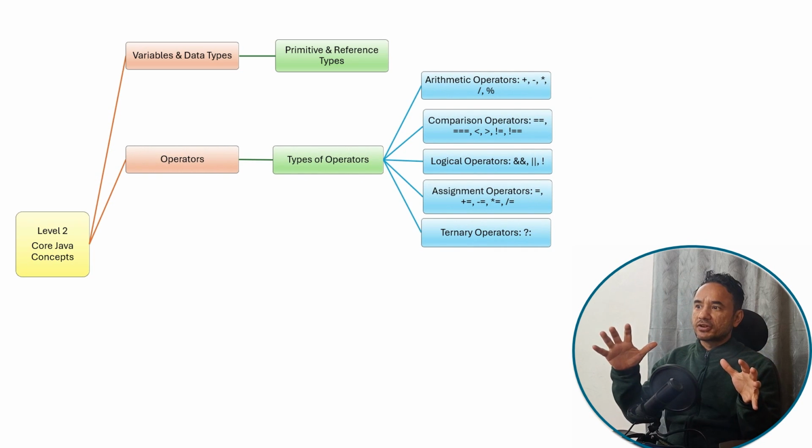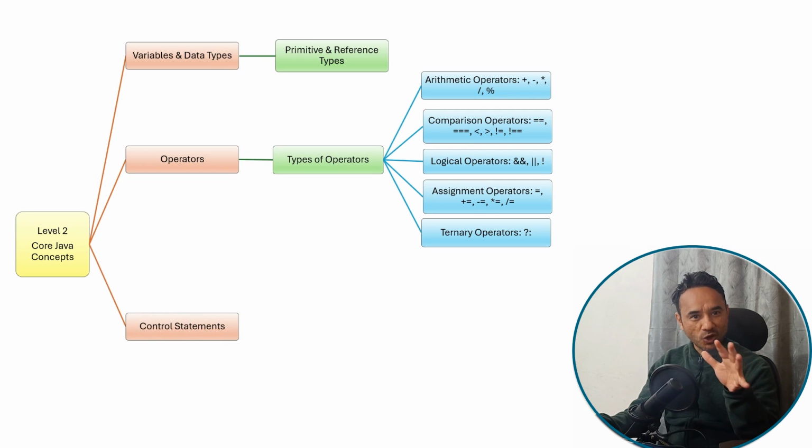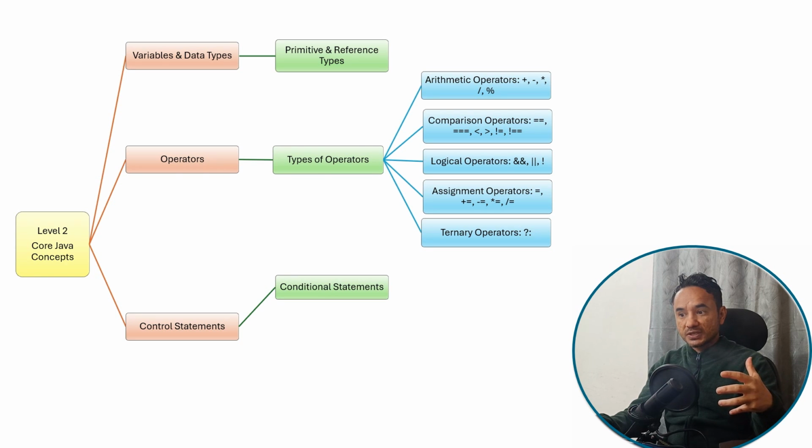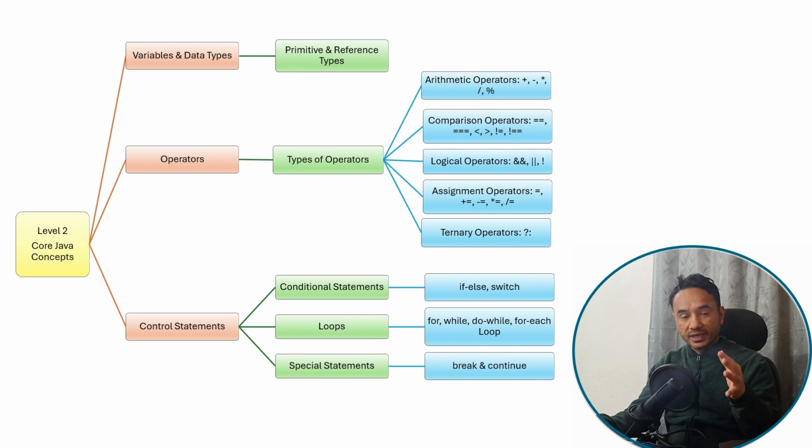The different types of operators: arithmetic, comparison, logical, assignment, ternary. Not important from an interview point of view, but when you are writing programs, then you need them. Finally, the most important thing in programming is control statements, which are used to decide how your program will flow. This includes conditional statements like if, else and switch, then loops like for, while, do while and for each loop, and then the special statements like break and continue. Very important, all of these control statements.